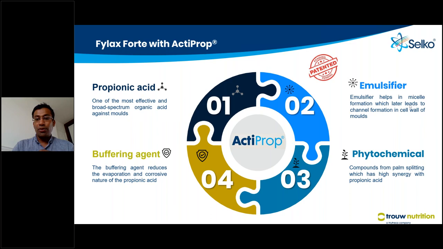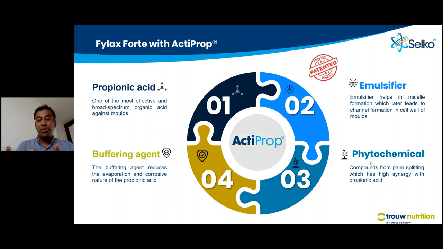help reduce the surface tension of water, and also on the cell surface of the molds, so that it can break and the organic acid can penetrate and kill the mold spores. Now, of course, we also see synergies of using certain phytochemicals in addition to propionic acid as a very good mold inhibitor. I will show some results later on.